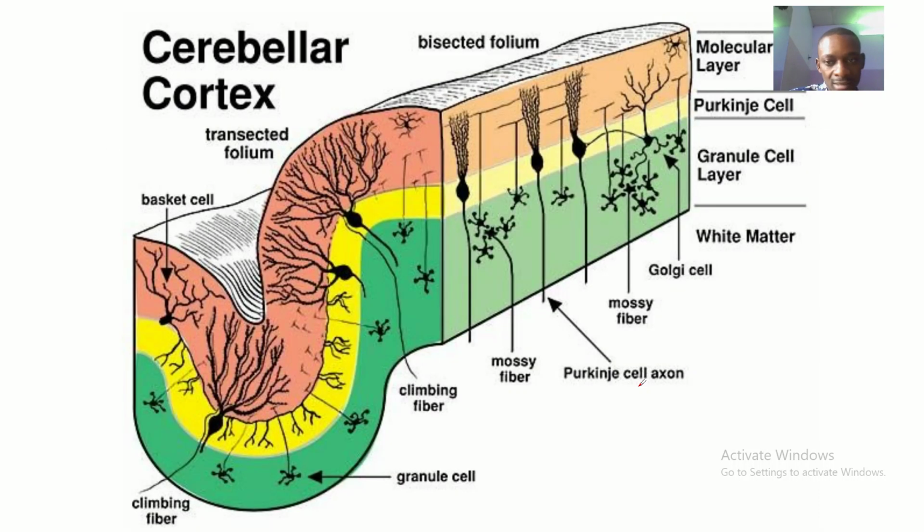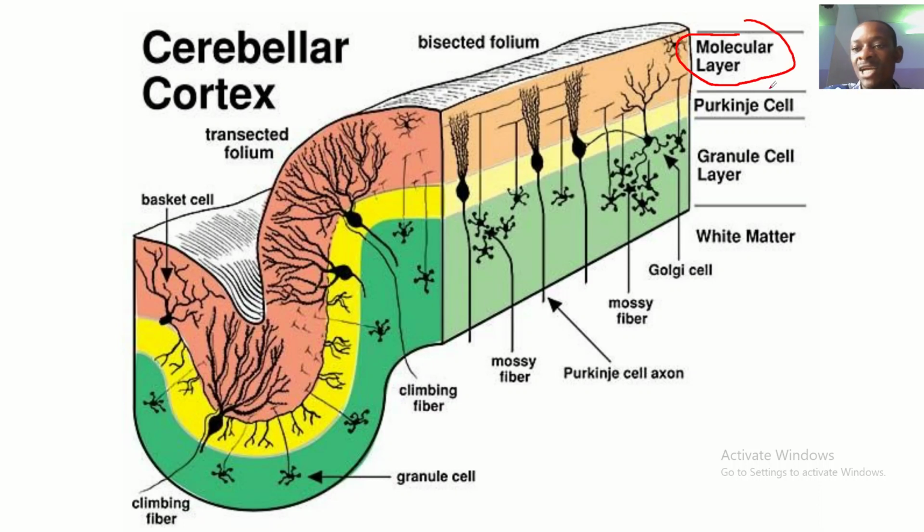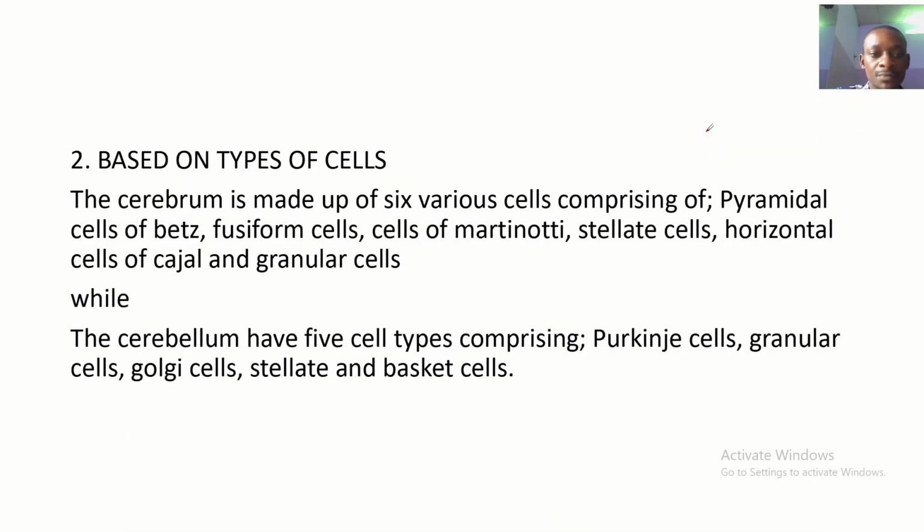While the cerebellum has 3 layers only, comprising of the molecular, the Purkinje cell layer, and the granular layers. So this is the cerebellar cortex. I could see that it has only 3 layers, unlike the cerebrum that has what? 6 layers. These layers are the molecular layer, the Purkinje cell layer, and the granular cell layer.